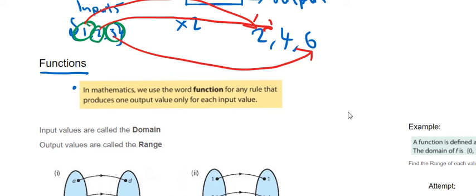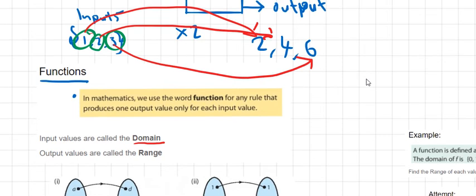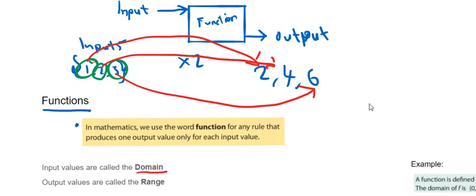Right, some words then that you might not have seen before. The word domain, that's another word for input. That's all a domain is, the input. It's the list of inputs. So instead of the word input, use domain. And then range is the output. So range is just what you get out. So the domain goes into the function and the range comes out.